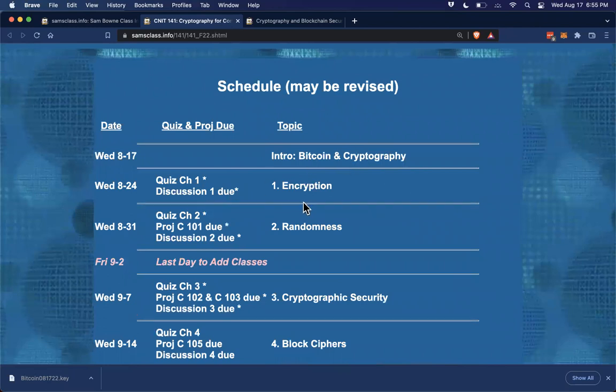And so next week, I'll cover the first chapter in the book, encryption, and you should do a quiz before class. You have to read the book and do a quiz before class. It's online in Canvas. And the first discussion is due. You'll see information about that inside the Canvas. So you should do those things. Do the quiz before class. You can do the discussion after class, but you should do it that day.